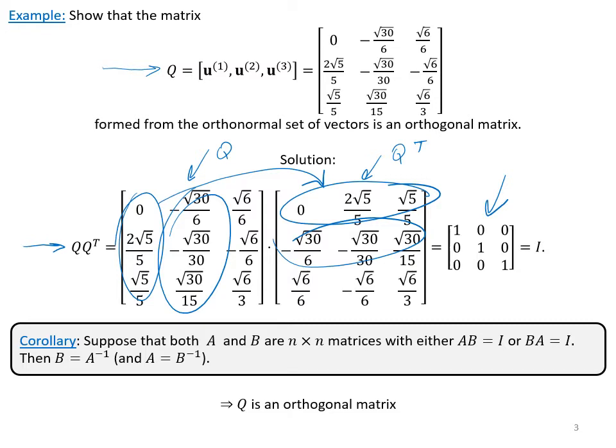Then, by the corollary from, let's say, chapter 6 of your textbook, which states that suppose both A and B are n by n matrices with either product AB equal to identity or product BA equal to identity, then matrix B equals the inverse matrix A. This corollary is sufficient to ensure that our matrix Q transposed equals the inverse matrix Q. So our matrix Q is an orthogonal matrix. The example is solved.